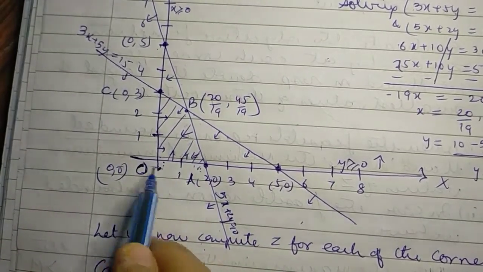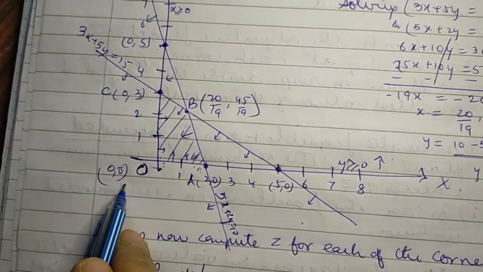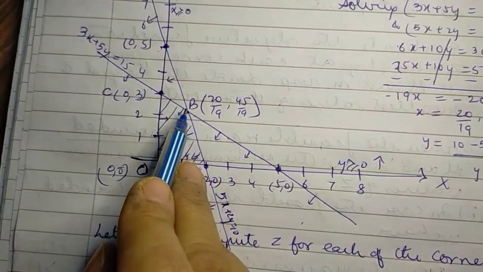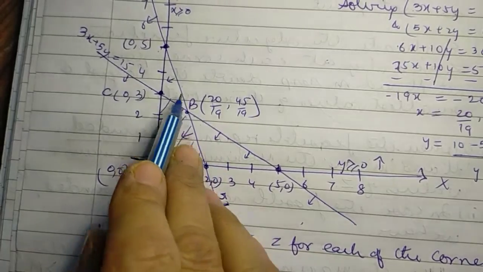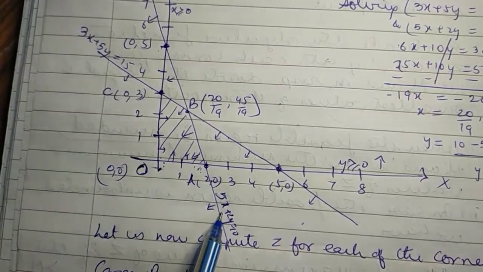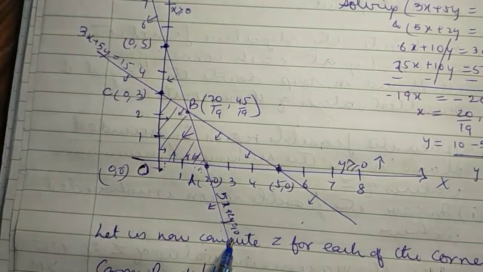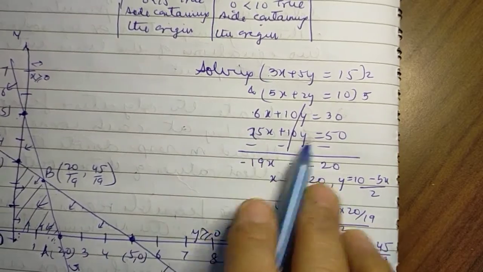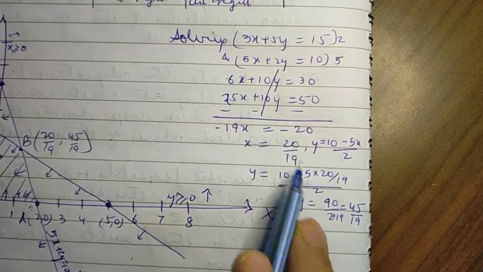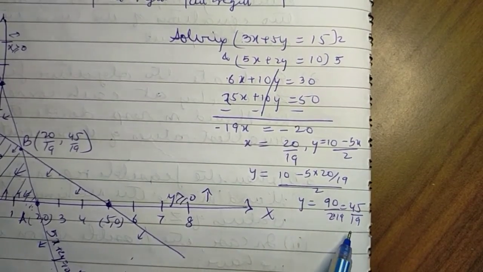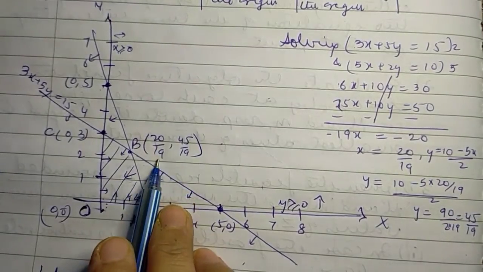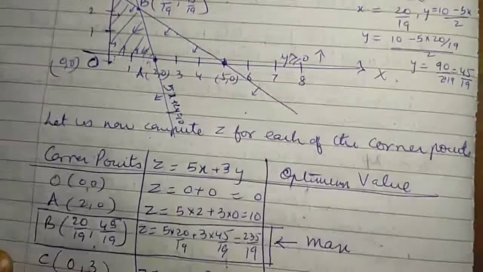We already know the coordinates of O, A and C. This is 0, 0, this is 2, 0, this is 0, 3. The only point which needs to be found out is point B, which is the point of intersection of the two lines 3x plus 5y equal to 15 and 5x plus 2y equal to 10. So we solve by elimination method. We get the point of intersection as x equal to 20 by 19 and y equal to 45 by 19. So the coordinates of the point B are 20 by 19 and 45 by 19.